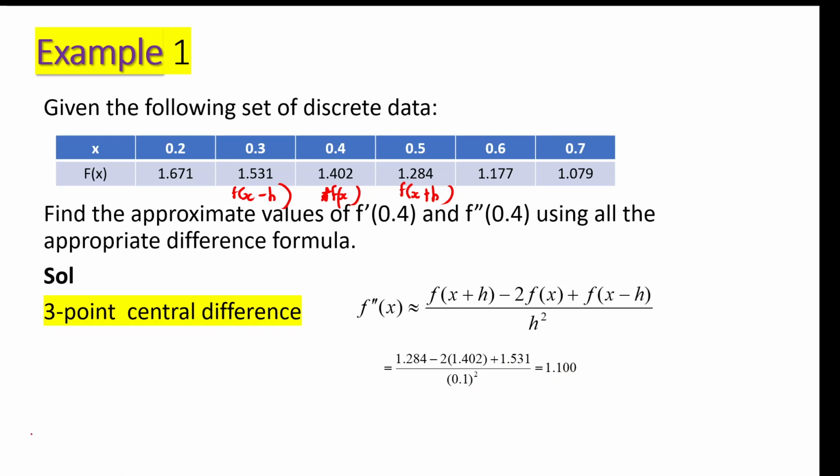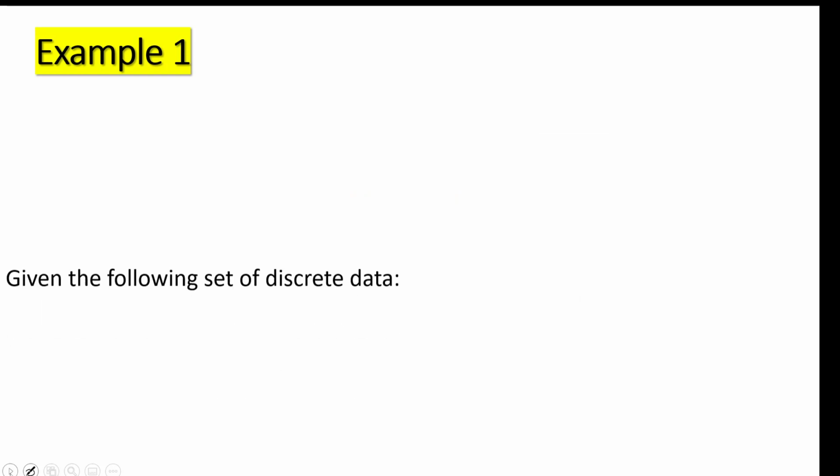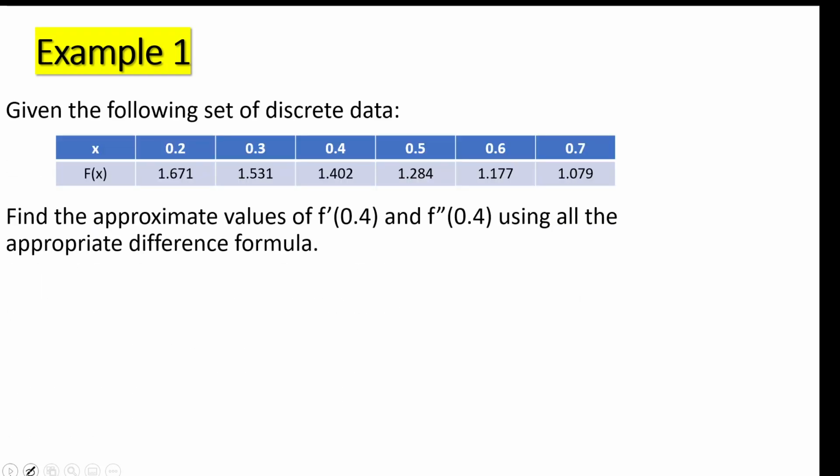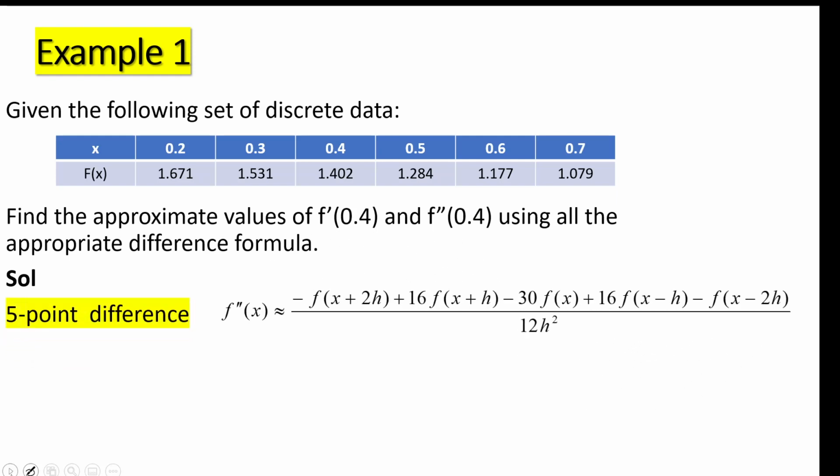So this is the 3-point central, and then the 5-point difference for the second derivative. This is the formula. Again, this is f(x), this is f(x+h), f(x+2h), this is f(x-h), this is f(x-2h).